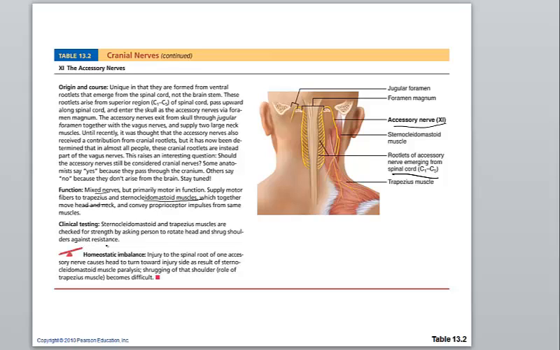So how do you test that? By asking them to shrug their shoulders, right? And asking them to rotate the head. They turn their head this way. You place a hand on their cheek and ask them to force against your arm. So they turn. Now you can check the sternocleidomastoid against resistance as they turn. Homeostatic imbalance will lead to a problem with shrugging the shoulder, and you can turn towards the injury site of the sternocleidomastoid. That is your accessory nerve.